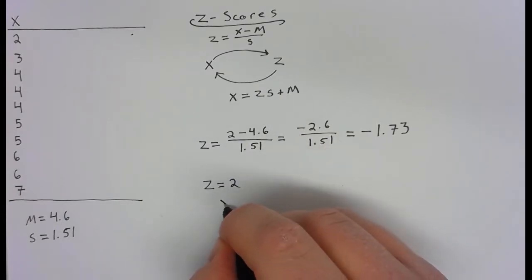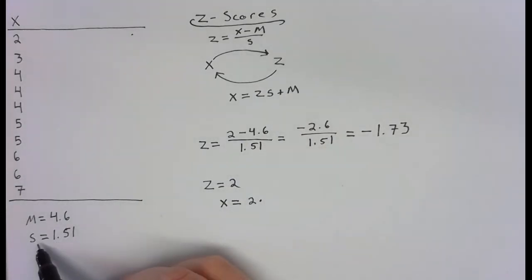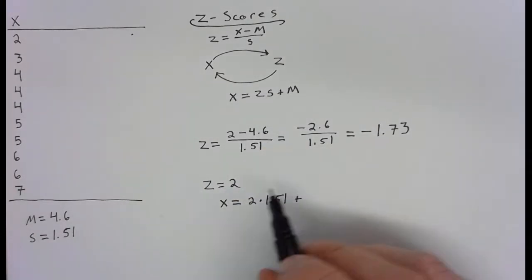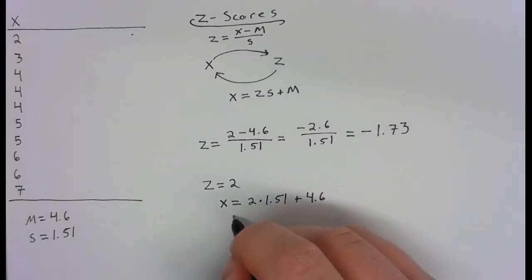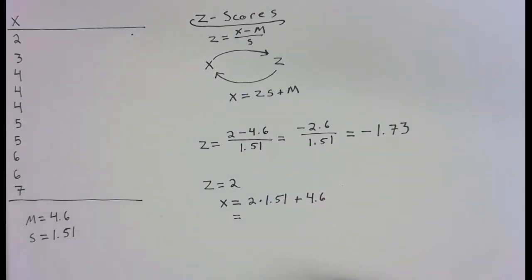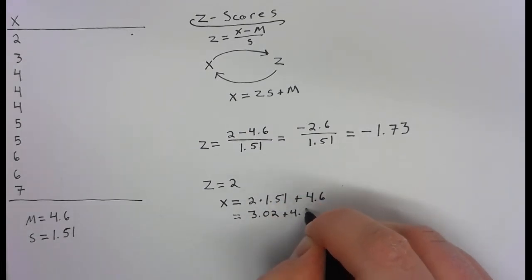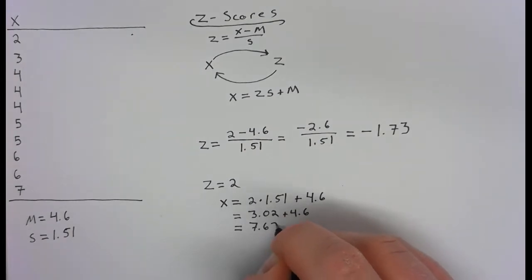Now let's say we wanted to find the raw score that would correspond to a z-score of 2. Here we take that z-score times our standard deviation and then add in our mean. So here we go. 3.02 plus 4.6 gets us 7 and change.